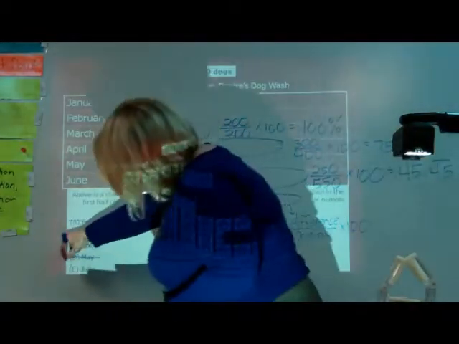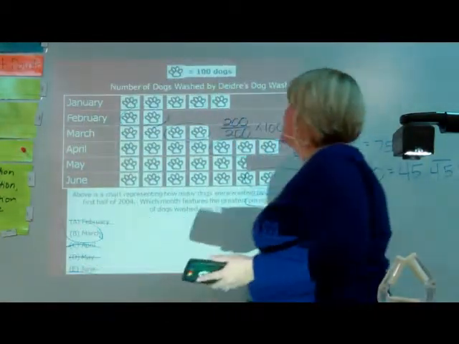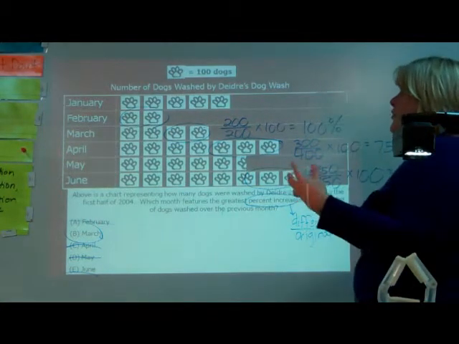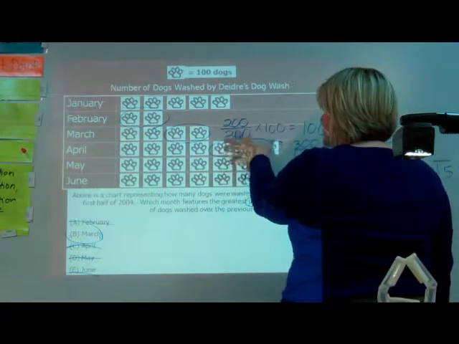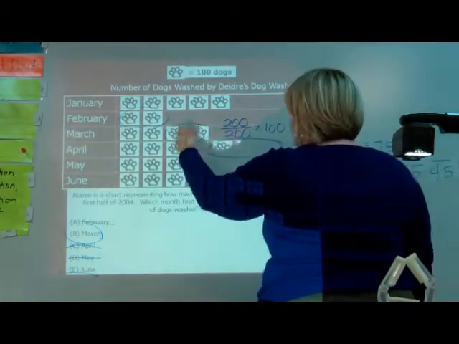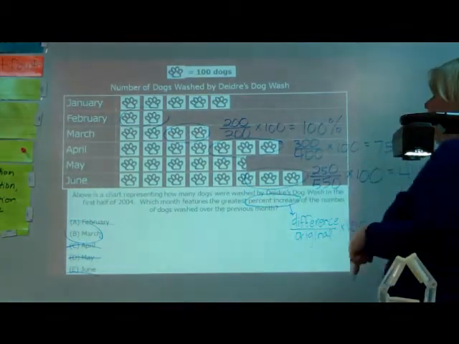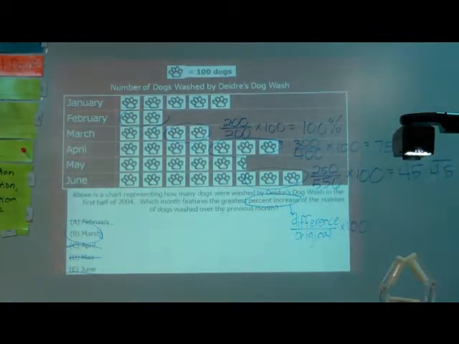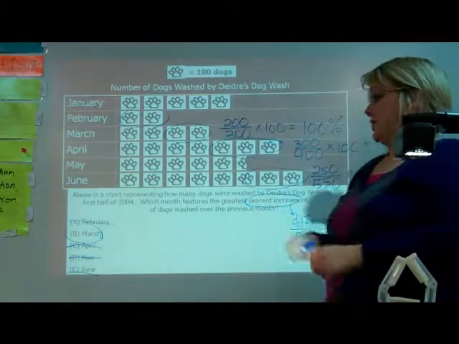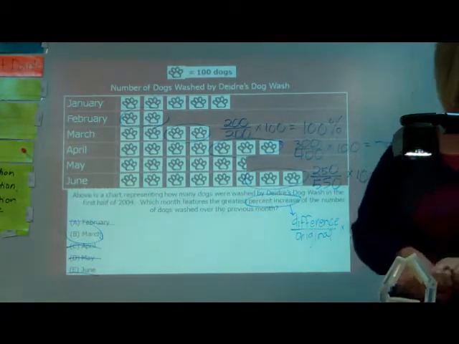Alright, so the biggest percent increase was in March. Okay, this is a deceptive question because a lot of people would go, well, the greatest increase was in April because she washed 300 more dogs in April than she did in March. Here it was only 200 dogs, here it was only 250 dogs. But it's not the amount, it's the percent. And percent increase is difference over what it was before. And so that makes March the greatest increase. So you got to be careful.